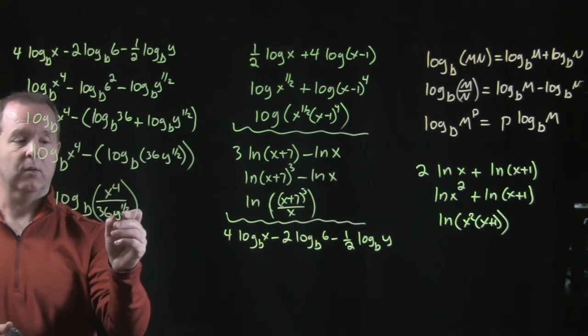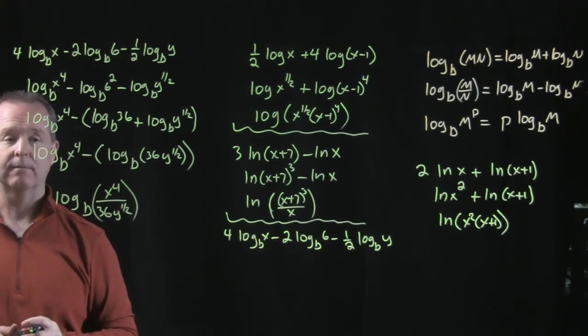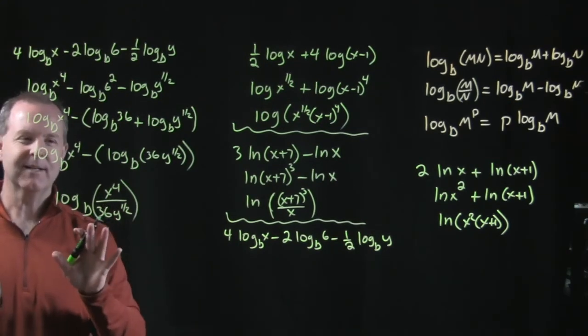If you wanted to, you could rewrite y to the 1/2 as the square root of y, and that would be fine as well. So how was that? Kind of fun after a while. After you know what you're doing, it's kind of fun.